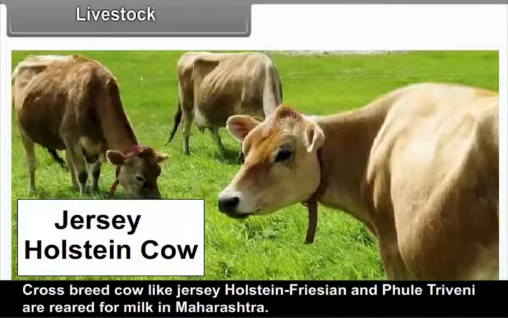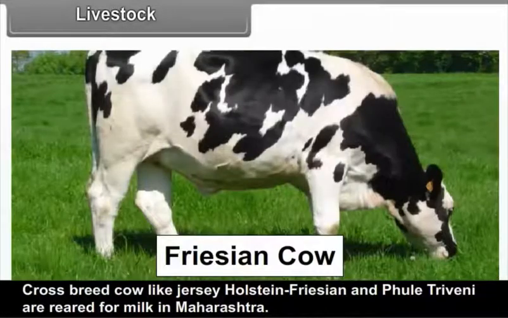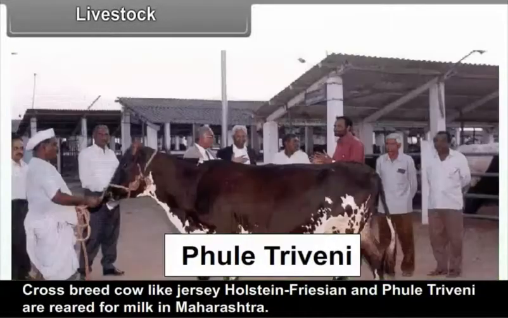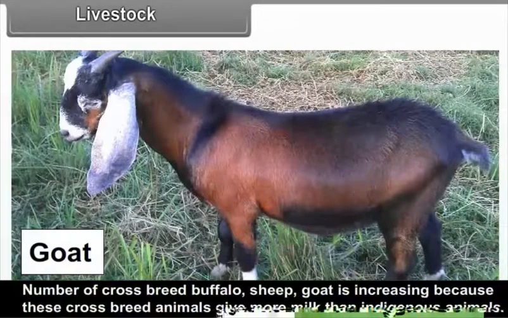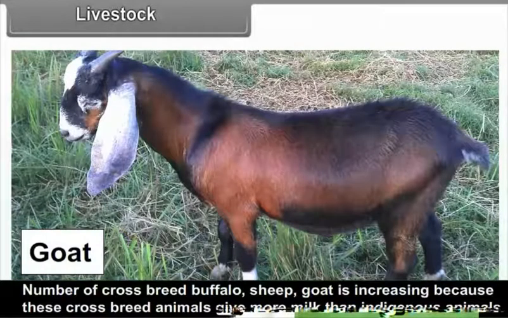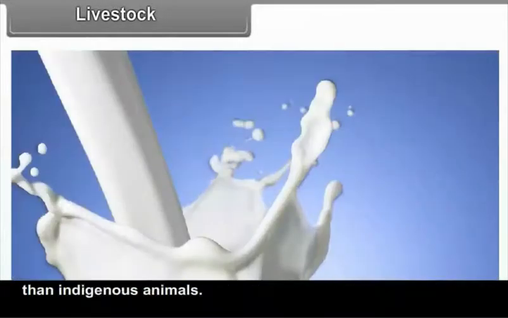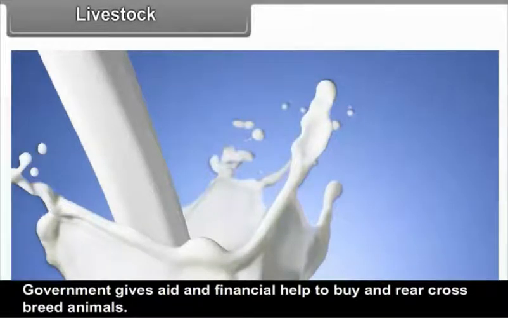Crossbreed cows like Jersey, Holstein Friesian and Fully Triveni are reared for milk in Maharashtra. The number of crossbreed buffaloes, sheep and goats is increasing because these crossbreed animals give more milk than indigenous animals. Government gives aid and financial help to buy and rear crossbreed animals.